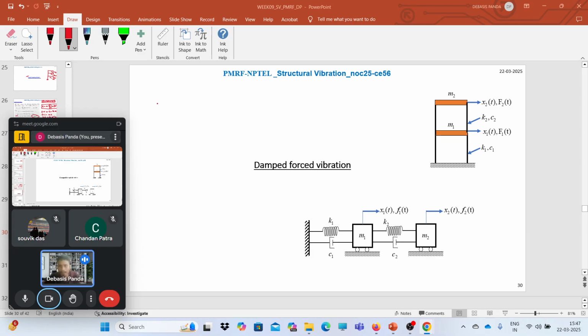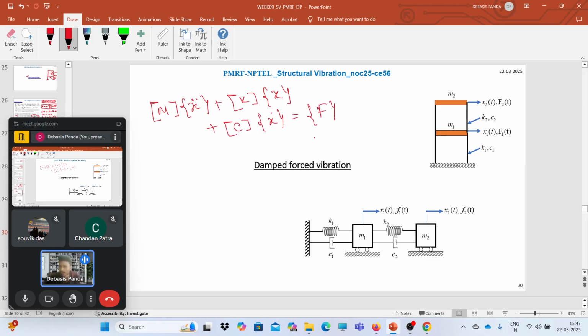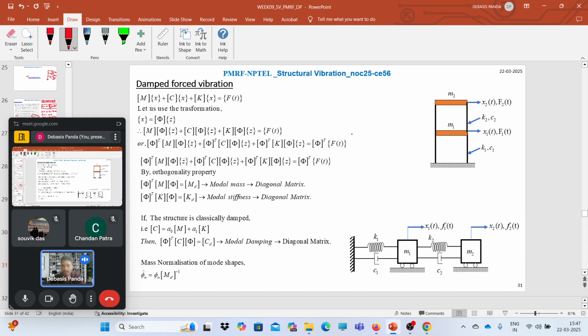So ultimately the equation of motion will look like M, the mass matrix, x double dot plus k x, I missed the damping term, c x dot is equal to your force matrix, right? It's actually the force vectors acting at particular nodes. Now, how we can solve it? Again, in the modal representation, we will solve it.